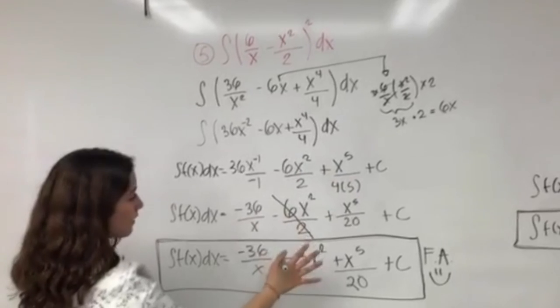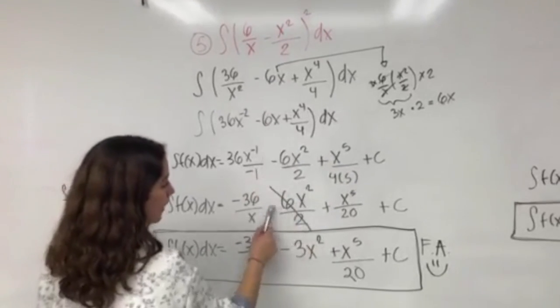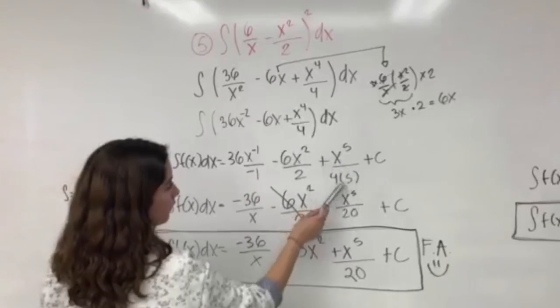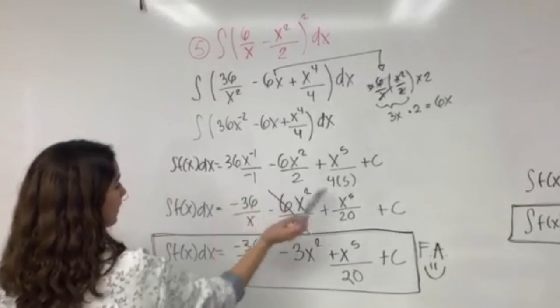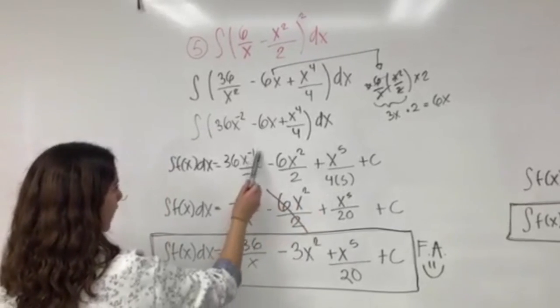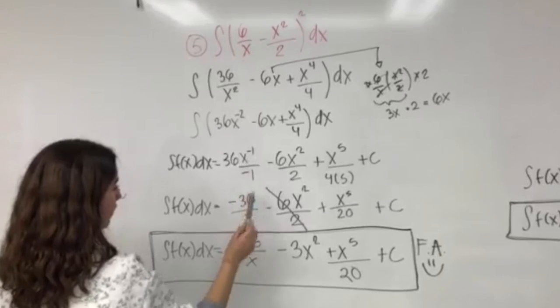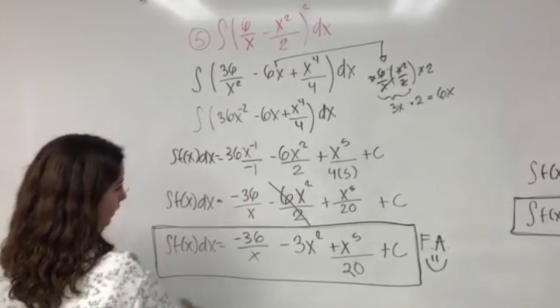Then we simply simplify negative 6 over 2, and the 4 plus 5 times x, and we pass the x to the negative 1 to the bottom. This is the final answer.